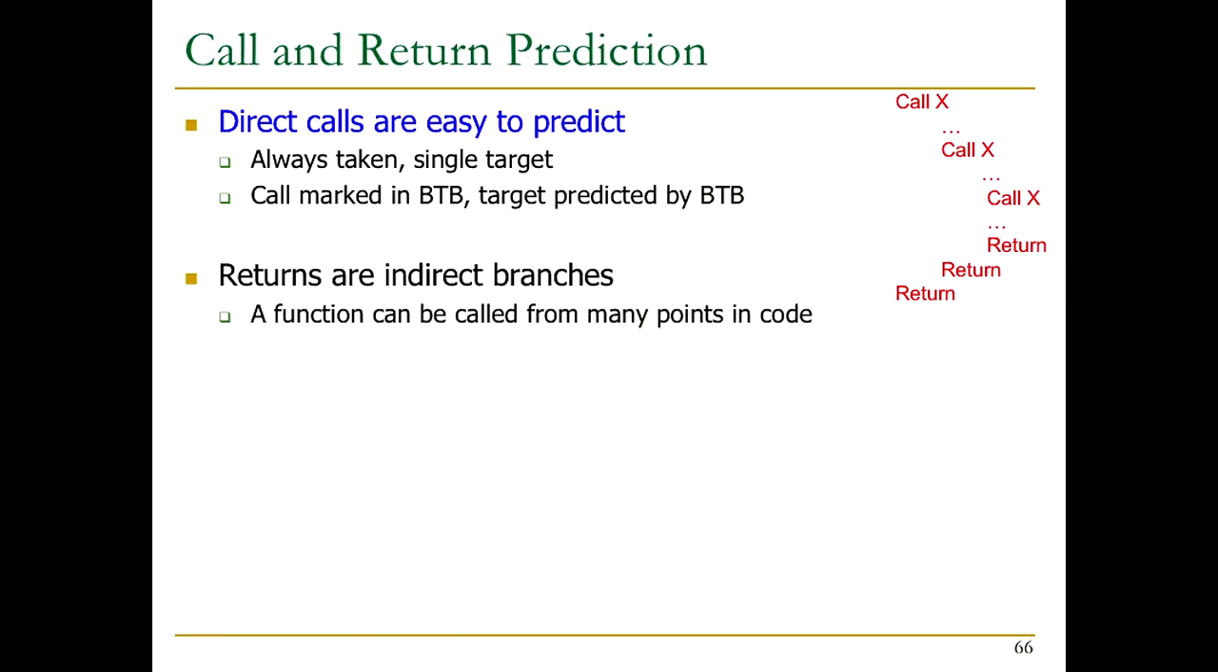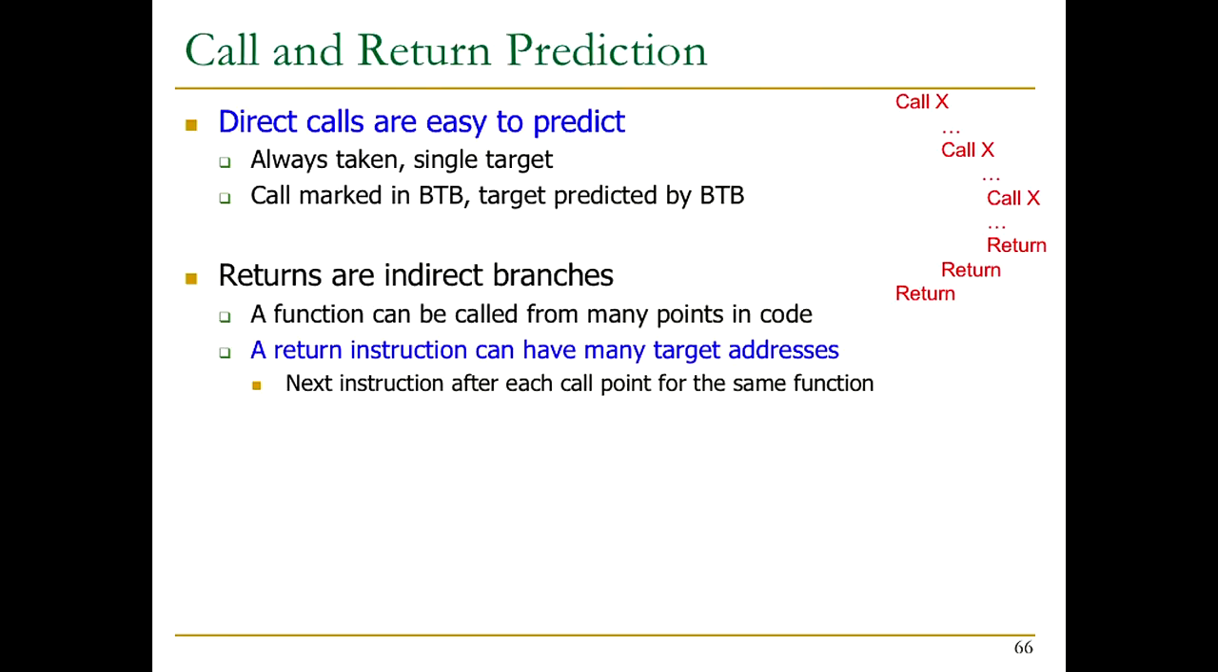Returns are indirect branches, and a function can be called from many points in code. As a result, a return instruction can have many, many target addresses: the next instruction after each call point for the same function. That's the target address of the return, right? So the target address of this return is the instruction right here. The target address of this return is the instruction right here. The target address of this return is the instruction right here, in sequential code.